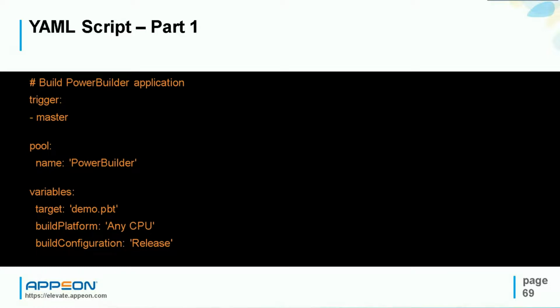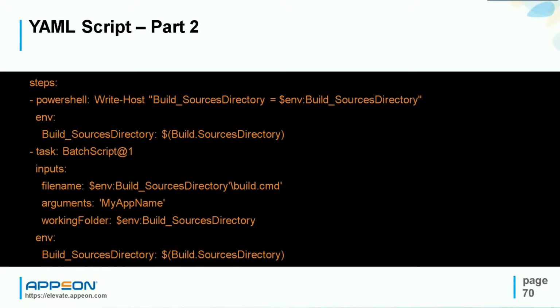And then there's the target. Then there's just some variables I'm setting up here. The build configuration is just release. It's just a name. And the target is PBT demo.